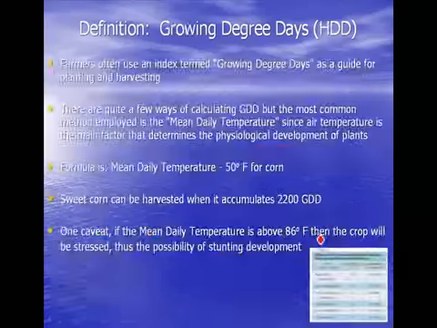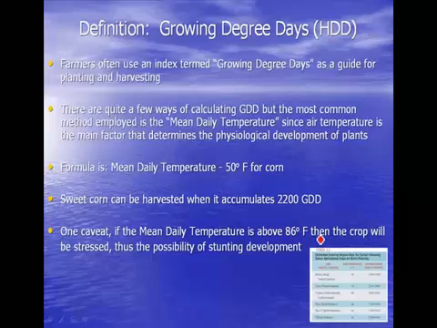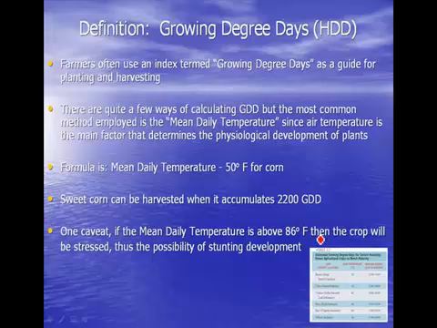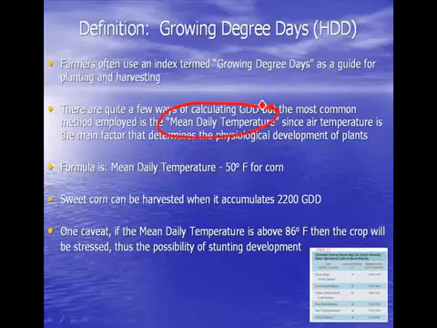Now, growing degree days is something that probably many of you are familiar with. This is an index typically used by farmers as a guide for planting and harvesting. There are multiple ways of calculating growing degree days, but the most common one, especially used here in Iowa, is what we call using the mean daily temperature. We use this because the main factor in terms of physiological development of plants is temperature, and moisture to a certain degree, but temperature is a good indicator.